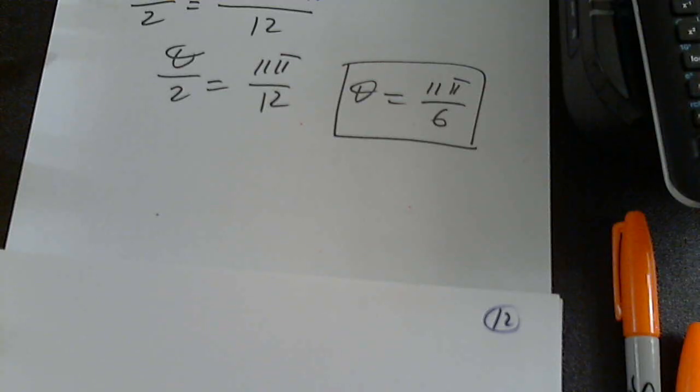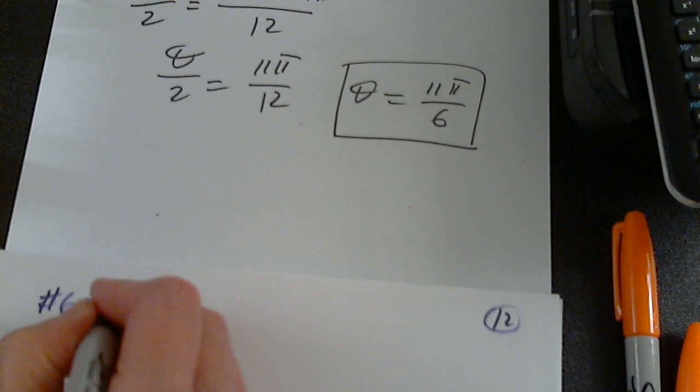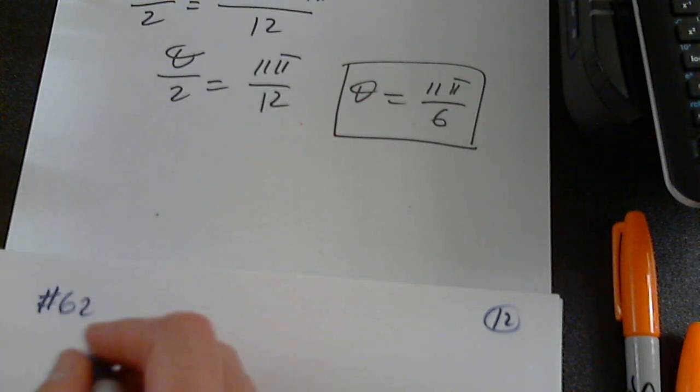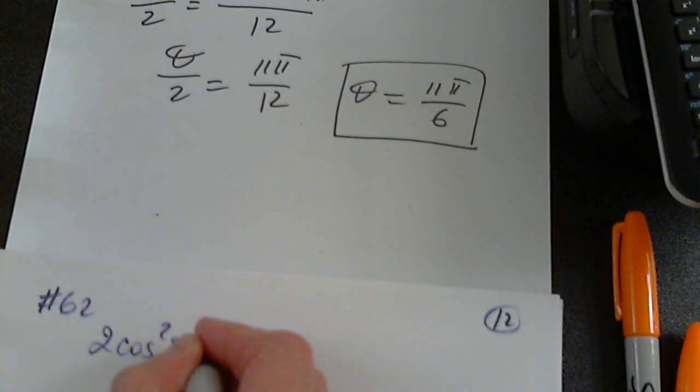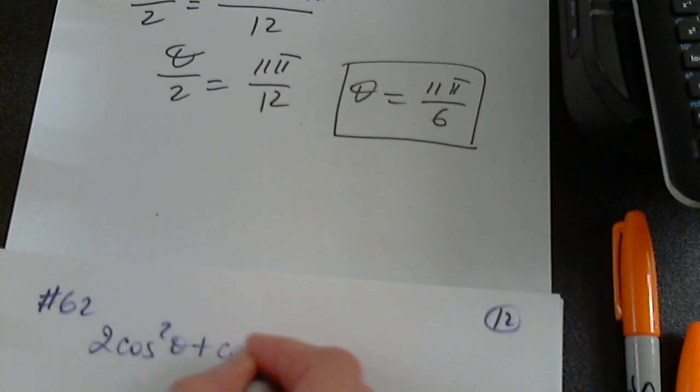Okay, so allow me to choose then. If you don't want to choose, I will choose, let's say, I don't know what to choose. Yeah, let's say 62. Okay, so 2 cosine squared theta plus cosine theta minus 1 equals 0.